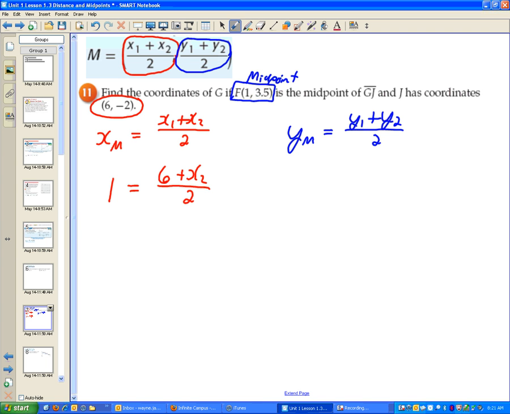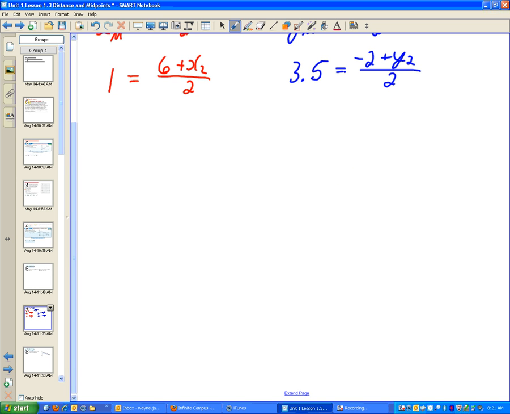Okay, now let me go ahead and set up the y-coordinate as well, then I'll show you how to solve these and try to make it make more sense. All right, so they tell me that the y-coordinate of the midpoint is 3.5. So replace ym with 3.5. They tell me the y-coordinate of that endpoint is negative 2. So replace y1 with negative 2, like so. Okay? Now, the thing I'm going to do next is I'm going to multiply both sides by 2.